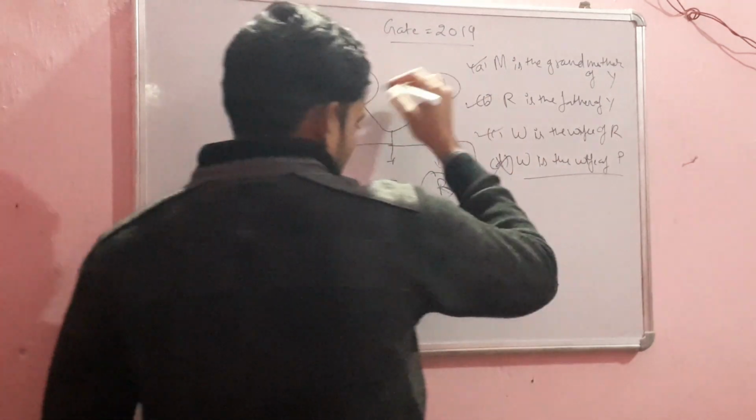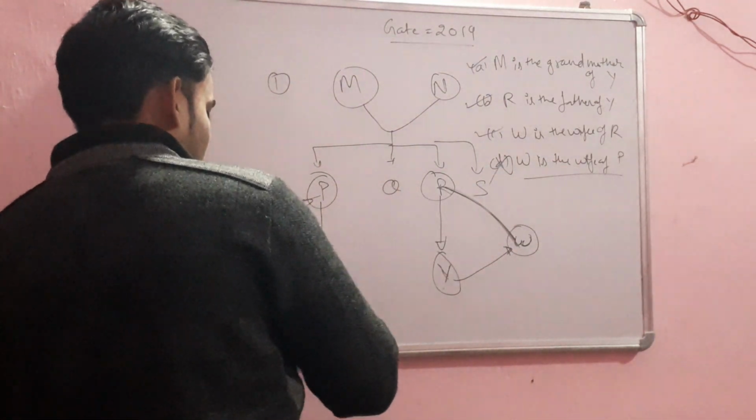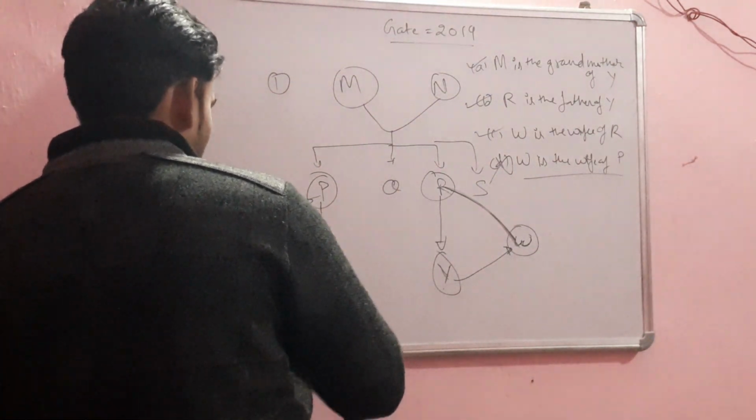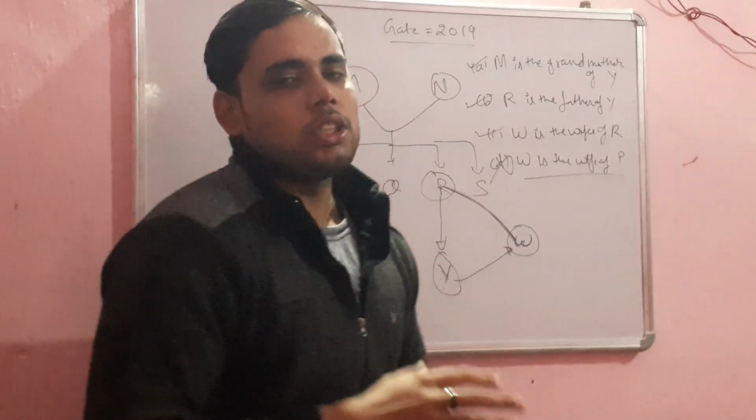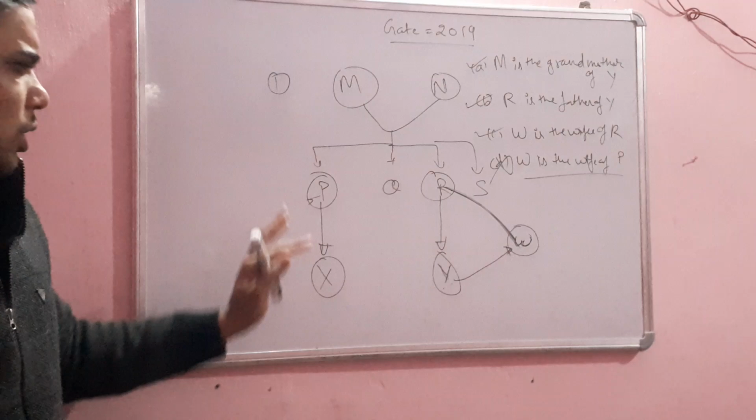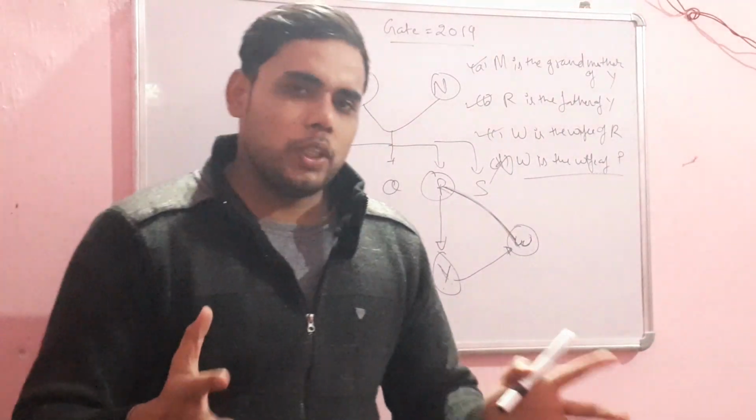You have to draw this structure so it becomes very easy to know which statement is correct or which statement is incorrect. So you have to put a little sketch, then you can do it easily.